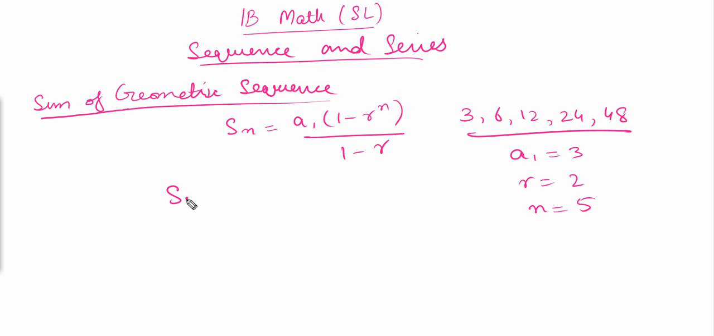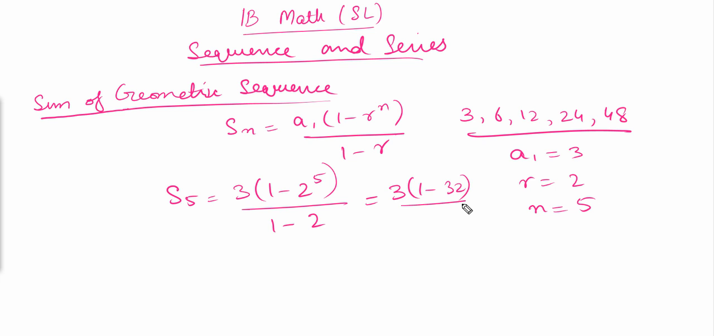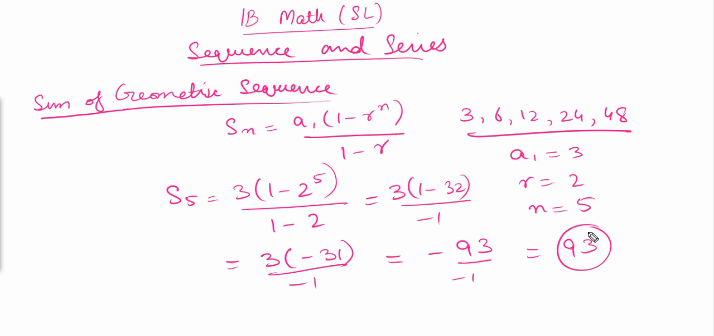So it'll be like this: S of 5 equals 3 times (1 minus 2 to the power of 5), whole divided by 1 minus the common ratio, that is 2. Alright, so it'll be 3 times (1 minus 32), whole divided by minus 1. So the answer becomes 3 times negative 31 over negative 1, which is negative 93 over negative 1, that will be equal to 93. So the sum of these 5 terms is equal to 93.